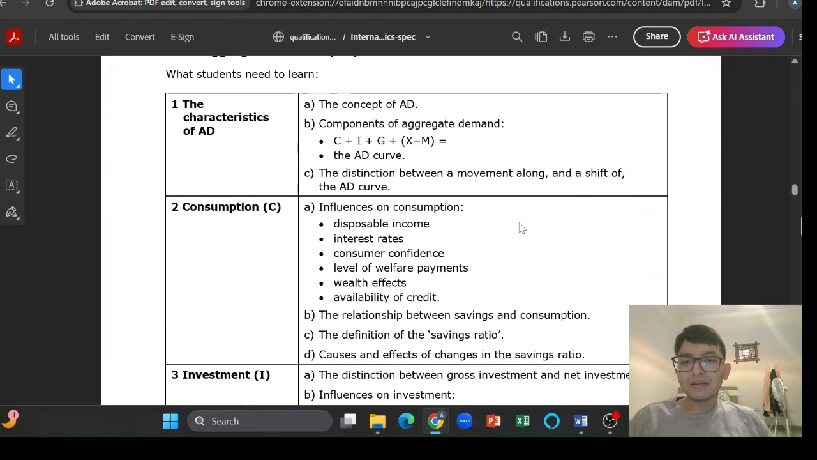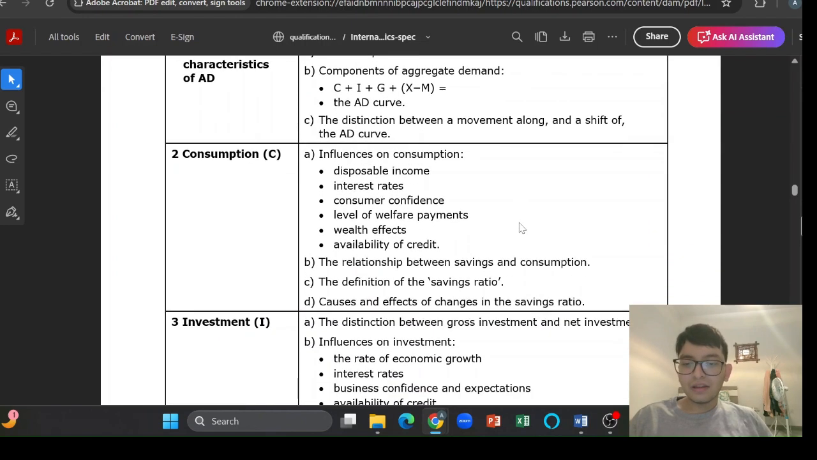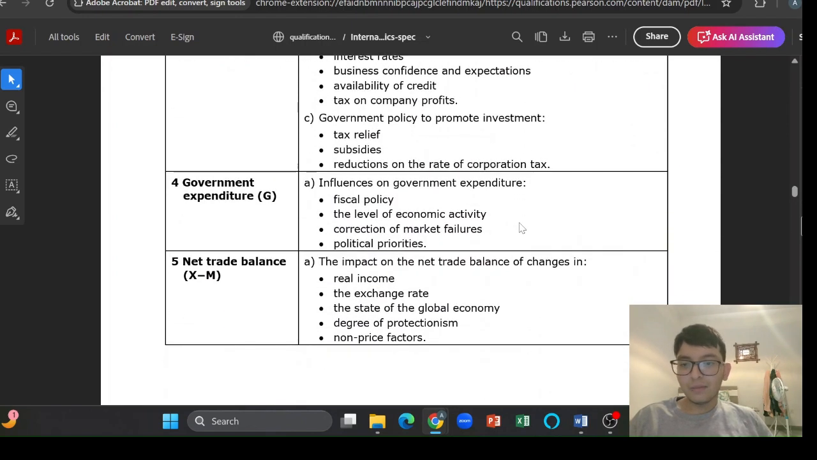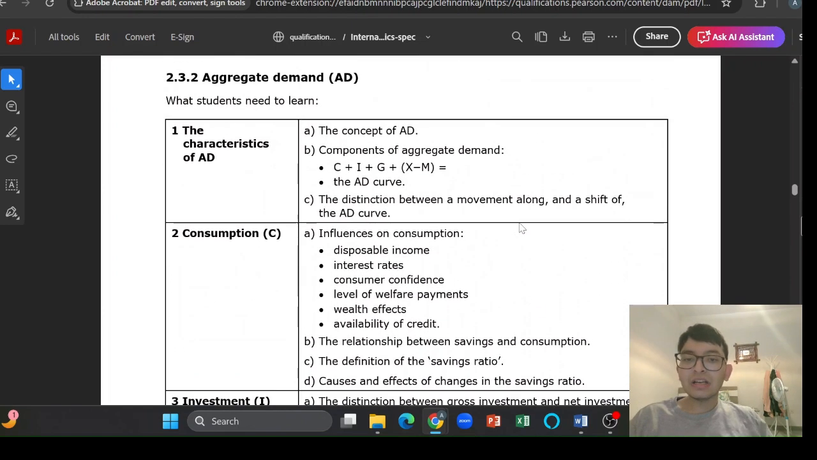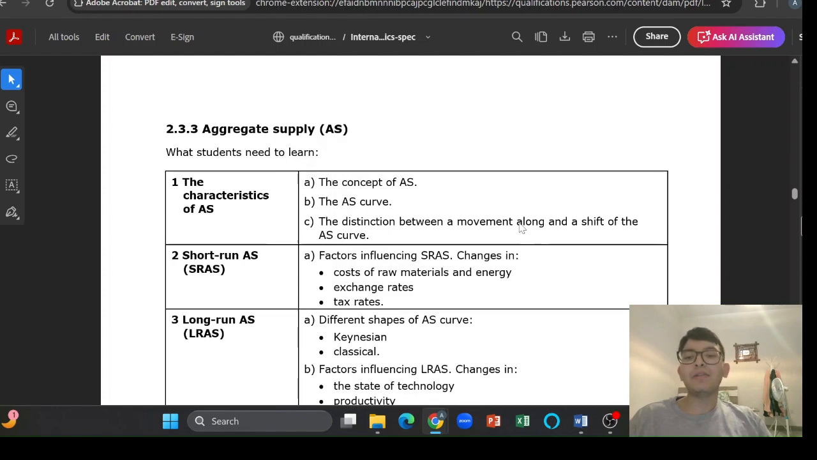So here are the characteristics of aggregate demand. There's consumption. There is investment. There is government expenditure. There is net trade balance. Aggregate demand is actually different than the demand you would have learned in unit one. So this is a bit of a different concept, but it's related at the same time as well.